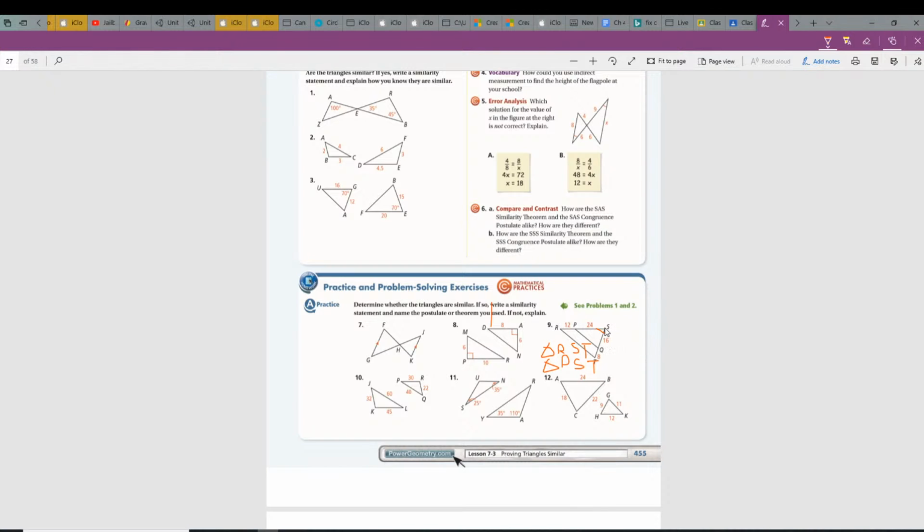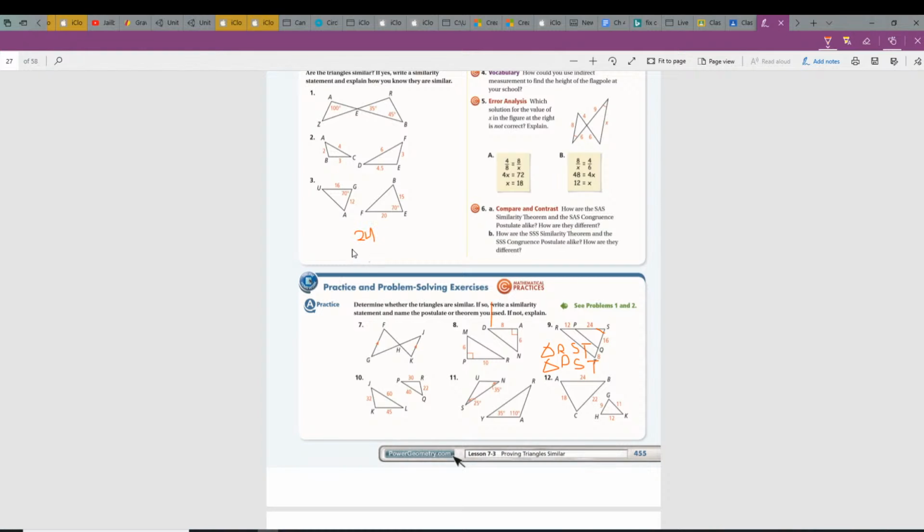Okay, so remember that we're not testing if these are congruent. So you can't just say that this side is similar to this side, which is probably what you noticed. But we have to see if the ratio between these two is the same as the ratio between these two. So we could do that right here.